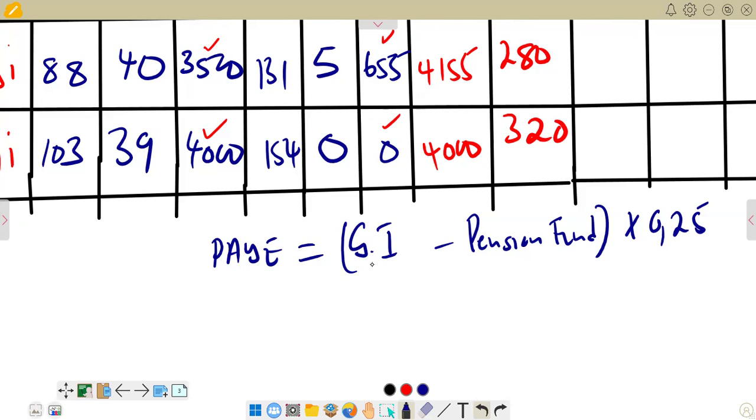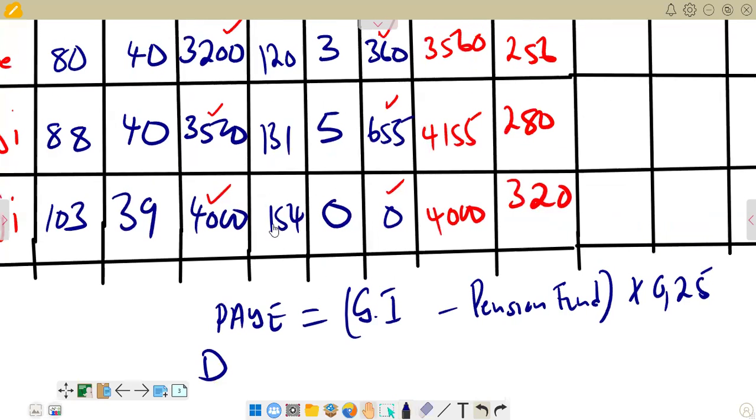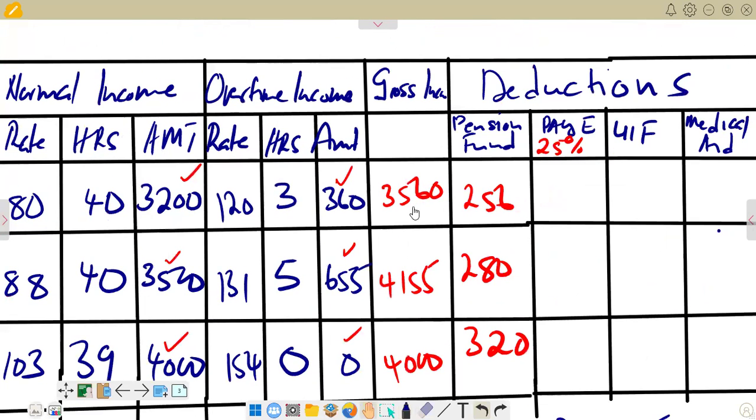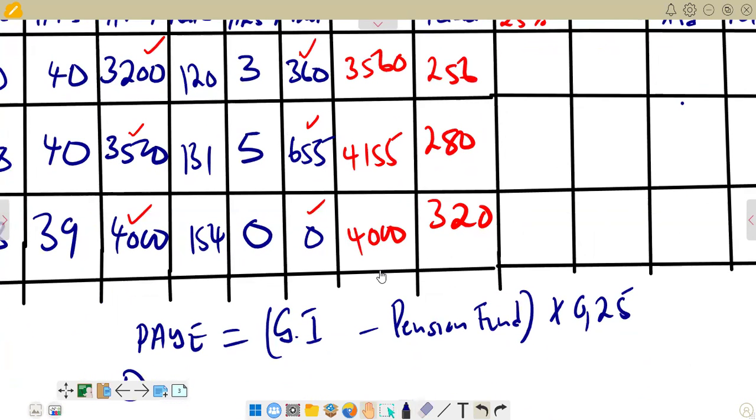So let's do it for the first employee, D Masete. We can just put our D here, representing our first employee. So we are just going to check the gross income for the first employee. The gross income, we are having it here. Gross is 3,560 for the first employee. The second one is 4,155. Third one is 4,000. So those are the figures that we are going to work with. But we subtract the figures for our pension fund. Remember, we got 256 for the first employee, 280 for the second, and 320 for the third.